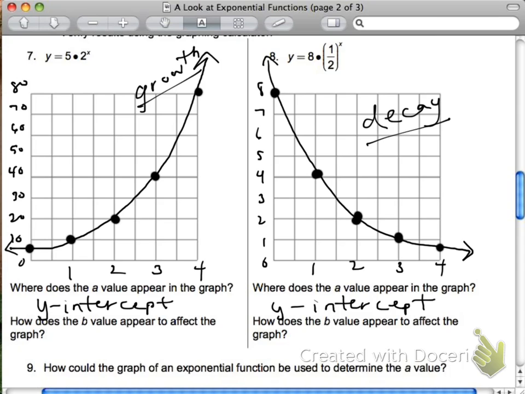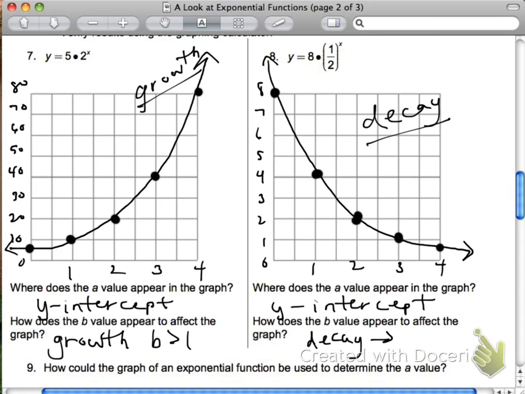What determines growth again? Growth is when B is greater than 1. Decay is between 0 and 1, or greater than 0 and less than 1. So on this one, I'm going to put growth. Can you not have a negative B? You can, and it would just be flipped, on the bottom. We'll talk about that later, but you can. And then decay over here.